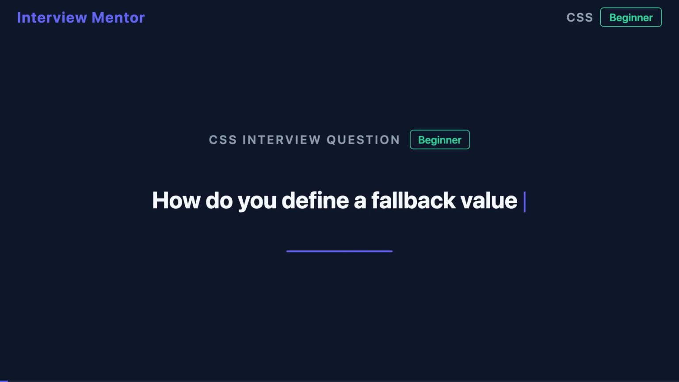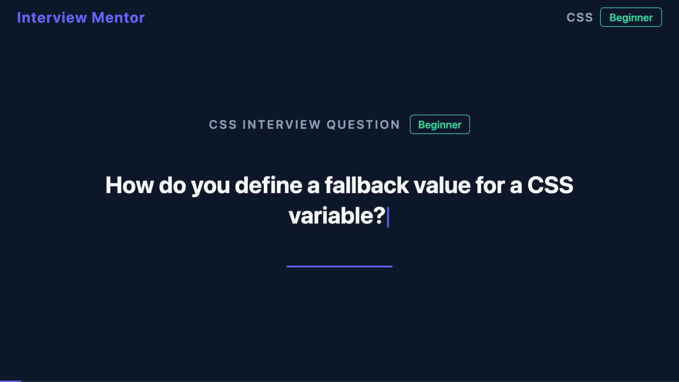CSS variables are incredibly useful for maintaining consistent styles. But what happens when a variable isn't defined? That's where fallback values come in.